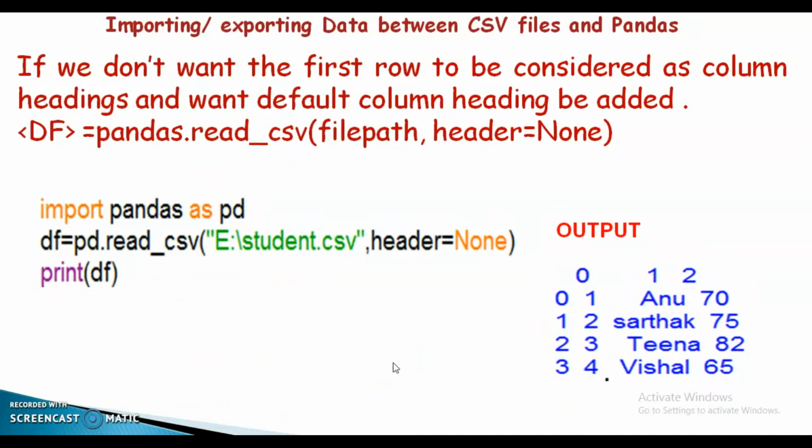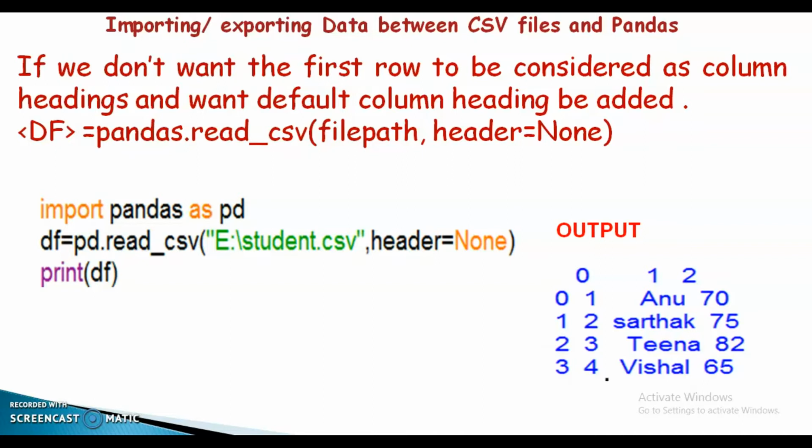Okay, clear? Then if we don't want the first row to be considered as column headings and want default column headings added, we can use header is equal to None. Then we get the default column headings. By default we will get the default values 0, 1, 2, 3 like that. For that we need the attribute header. Which is the attribute? Header. Header equal to None.